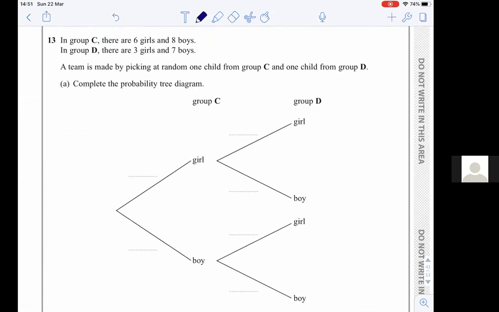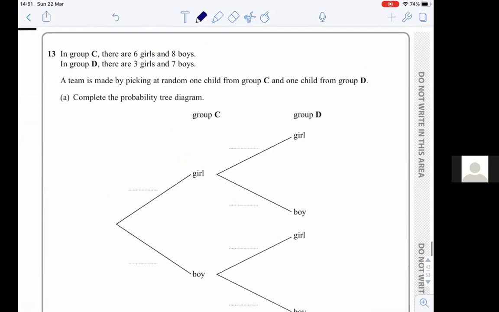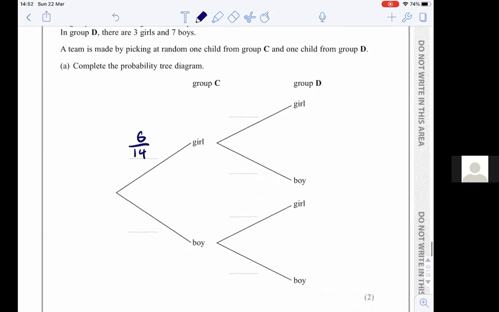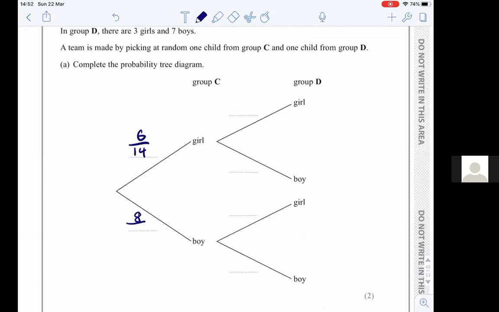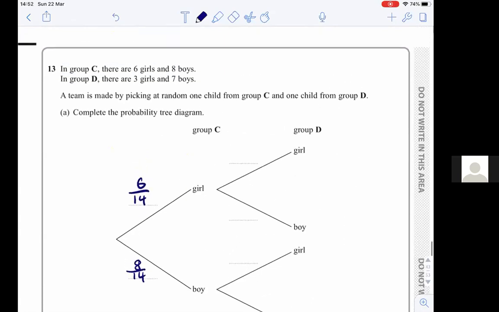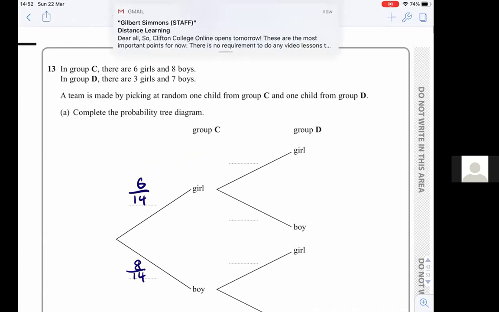Okay, question 13. We have a tree diagram question. A team is made by picking a random child from group C and a random child from group D. So C, there are 6 girls and 8 boys, so that is 6 out of a total of 14. And for the boys, there are 8, so 8 out of a possible 14. You could write it as a decimal, but I think in this case it's easier to write it as a fraction. The decimals would go on forever as well.